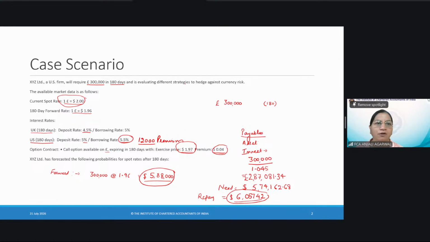Let's say you have 300,000 pounds. They are not to be paid or received in 180 days. Let's say they are to be received after 2 years, or after 3 years or 1.5 years. So if they are to be received or paid after a long period of time and you don't have a forward contract extending up to that many years, how will you manage the exposure? So we are talking about rollover forward contracts.